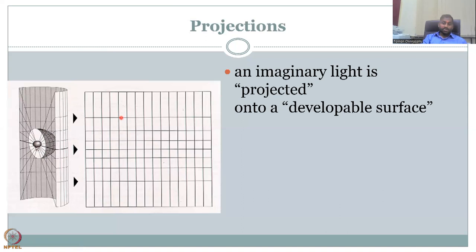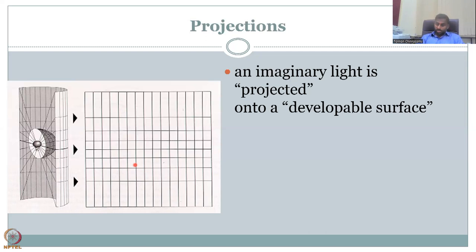It is an imaginary light that is projected onto a developable surface, right? This surface is an imaginary surface also, because it is a 2D image. It is a 2D screen where you are projecting your image. So as I said, let's say this is the sphere, and inside this you have a light bulb, and the light bulb is emitting. When it emits, this is my surface, it hits.